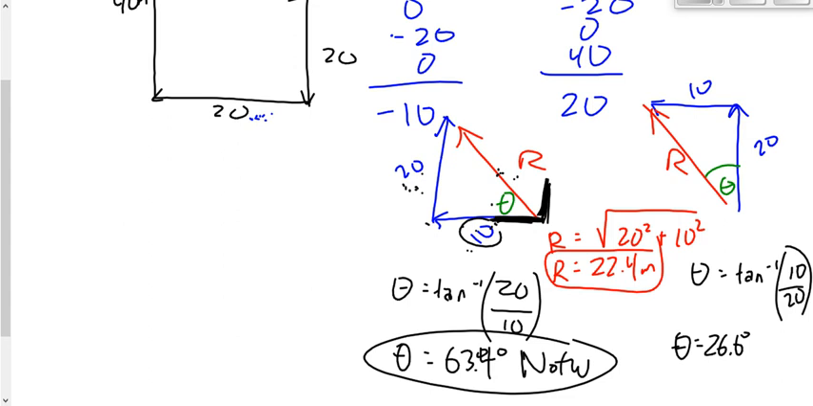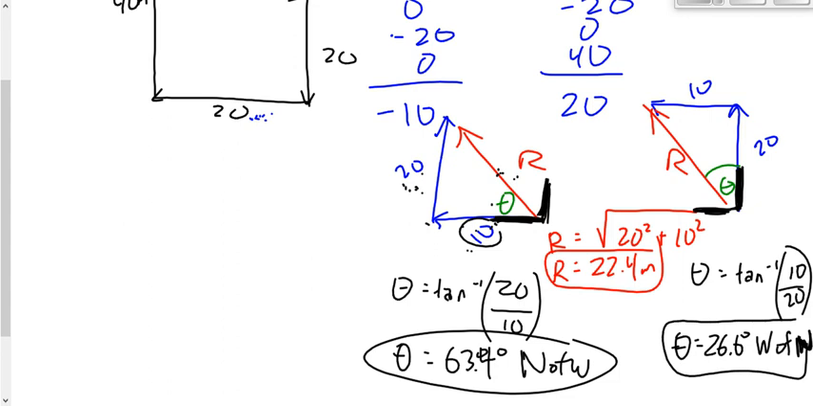26.6 degrees what of what? I went north and I went west. Where's the angle measured from? From the north. So it's west from north or west. Whoops, not west of west. That doesn't make any sense. West of north. Make sense?